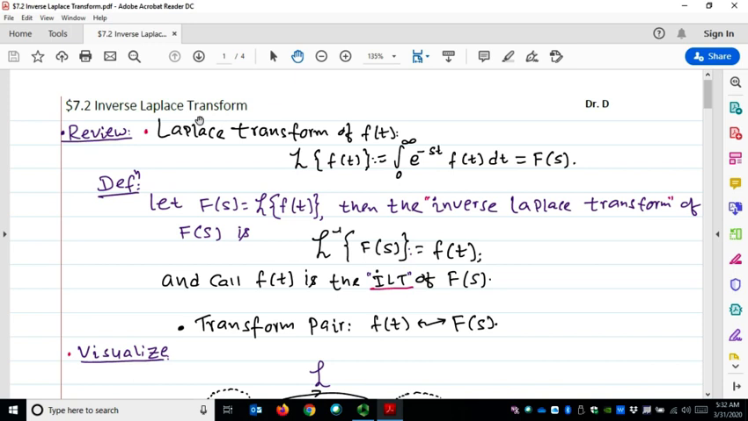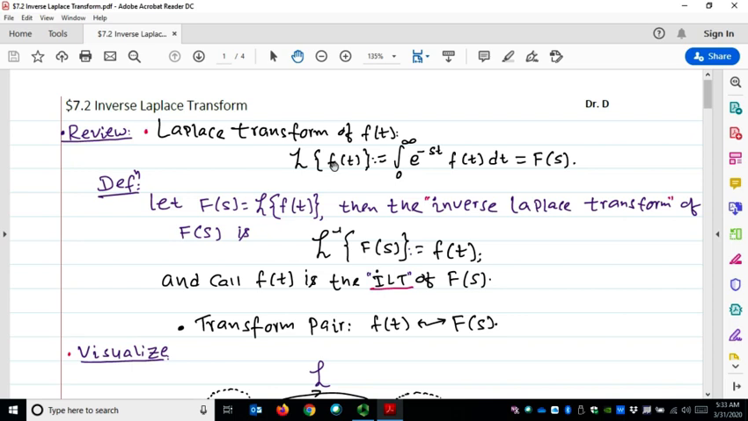Now, let me first recall the Laplace transform. The Laplace transform of a function f of t, where t represents the time, is defined as: the Laplace transform of f of t equals the improper integral from 0 to infinity of the exponentially decaying term e to the power negative st times little f of t dt. Which function are we computing the Laplace transform of? We multiply by e to the power negative st and take the improper integral with respect to t. Then after computing the improper integral, this gives us a function of s which we denote by capital F of s. So capital F of s is the Laplace transform of little f of t.